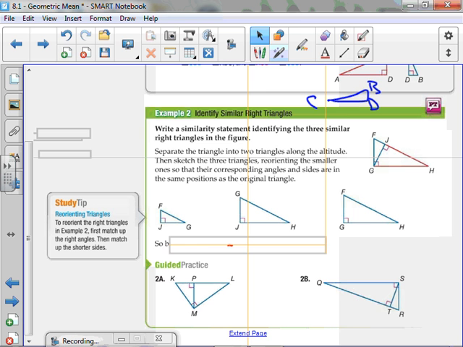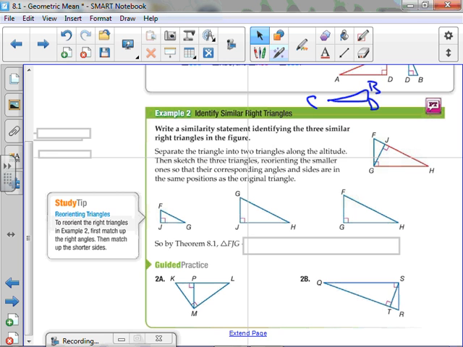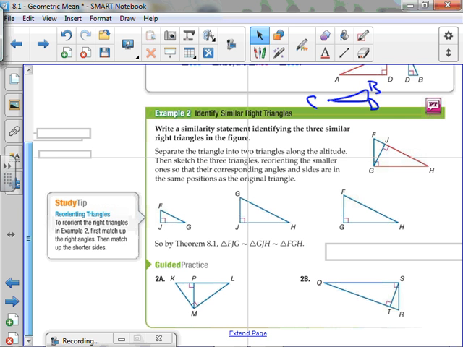So by theorem 8.1, they give you the first one. Triangle FJG is similar to GJH, is similar to FGH. See how simple that is? Because they're all like that in order. It's simple. That's easy.